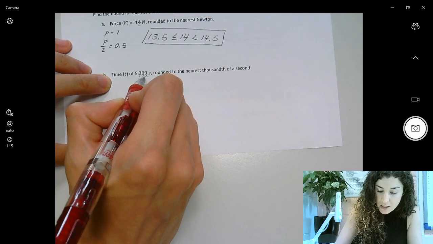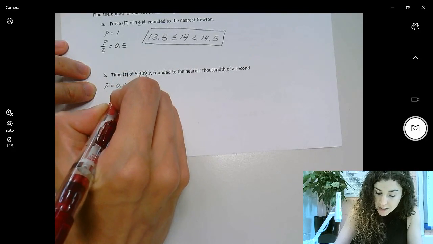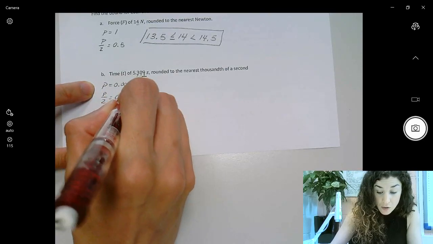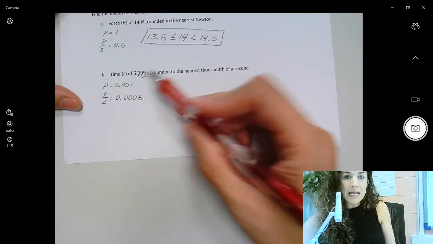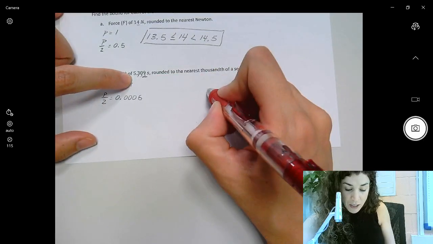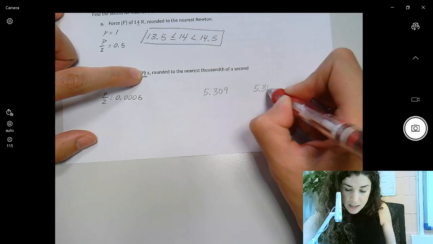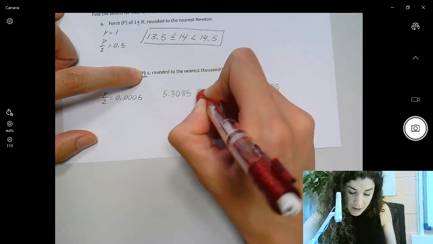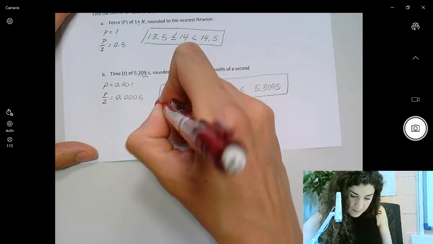Next one, time, 5.309 seconds, rounded to the nearest thousandth of a second. Tenths, hundredths, thousandths. So we rounded it to this number right here. So our P is going to be 0.001, which means our P over 2 is going to be, use your calculator if you need to. There is no shame in using your calculator. So then we take this number and we add it and subtract it to that number, which I'm not even using my calculator. I'm only following the process for those of you that are following this process, because all I'm going to do is think of that as a 90 and do 5.3095 and 5.3085. And you're done.